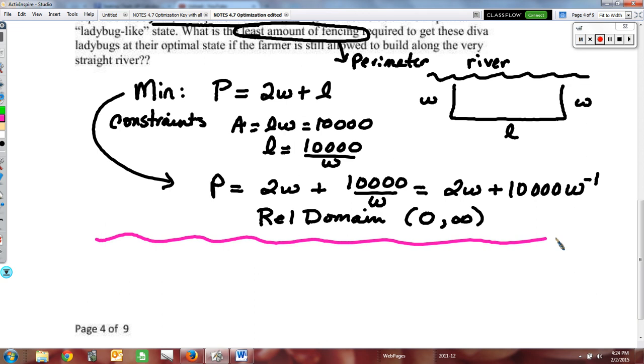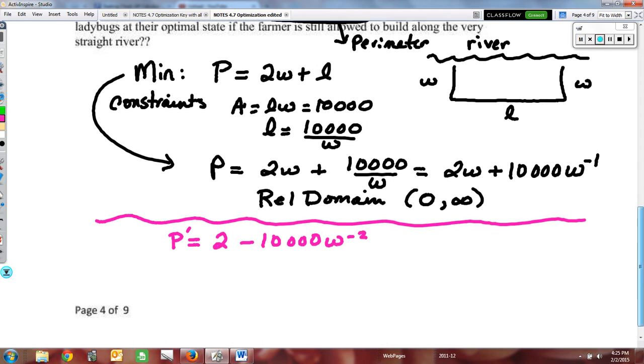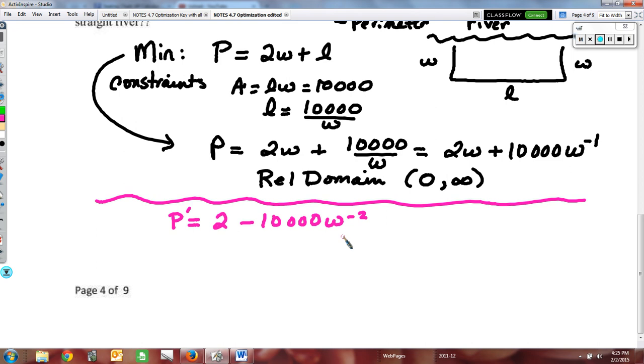We know we can't use EVT, so we're going to do our calculus. We're going to take our equation, our primary equation, our quantity equation for the perimeter that we're going to minimize. Be careful, you're minimizing this time. So our derivative would be 2 minus 10,000 W to the negative 2. You actually should like these better than related rates because you don't have the whole implicit differentiation, followed by dW dt, because we're not taking the derivative with respect to t anymore.